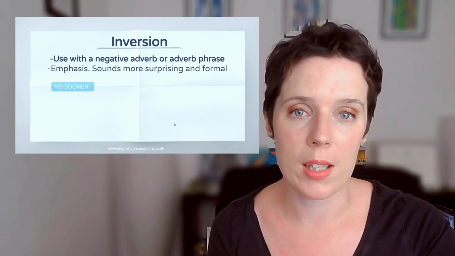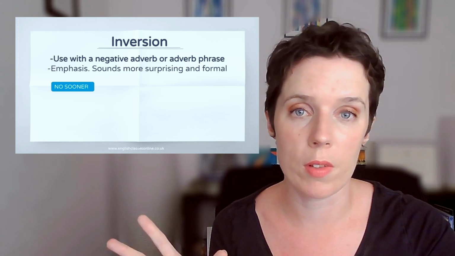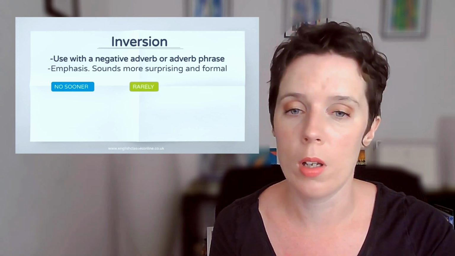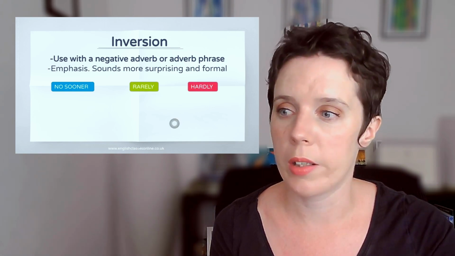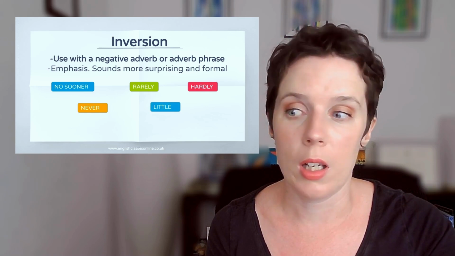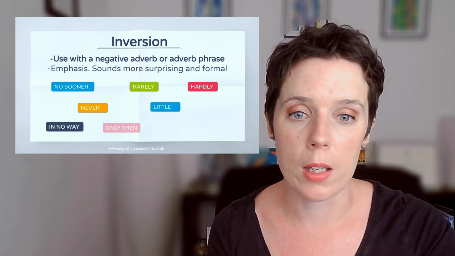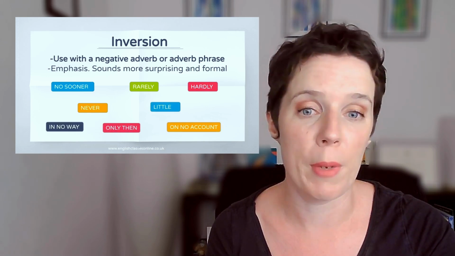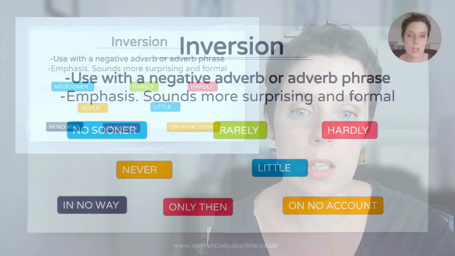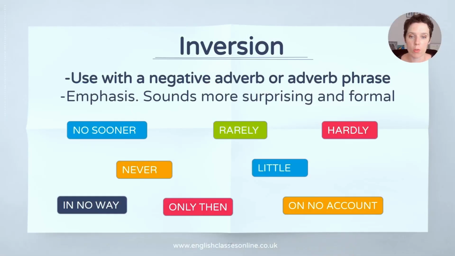So in terms of negative adverbial phrases, you can use any of the phrases here, like no sooner, rarely, hardly, never, little, in no way, only then, and on no account. So you can use any of those to make your inversion. And then after this negative adverb phrase, you'll have your inverted auxiliary and subject.